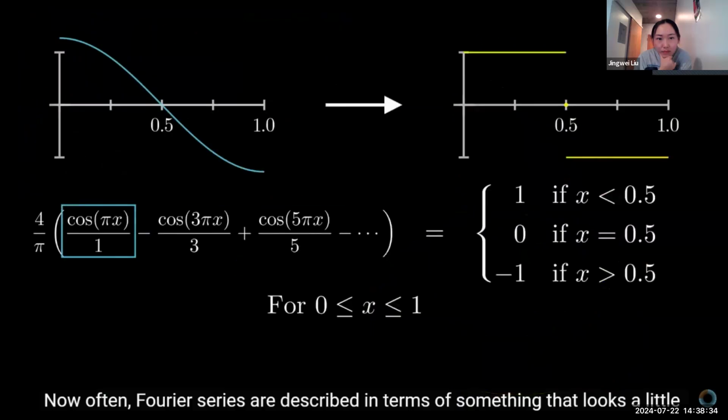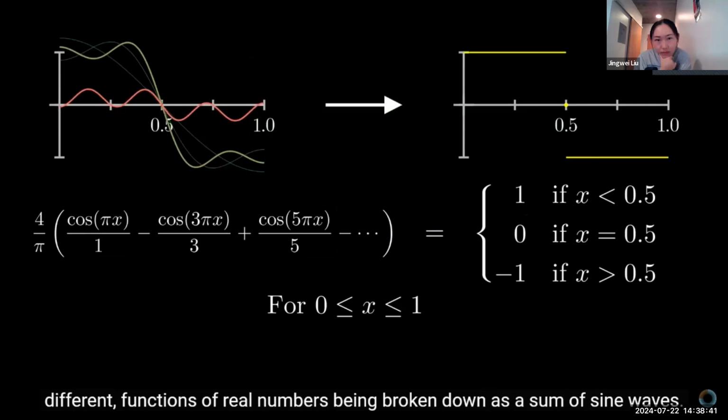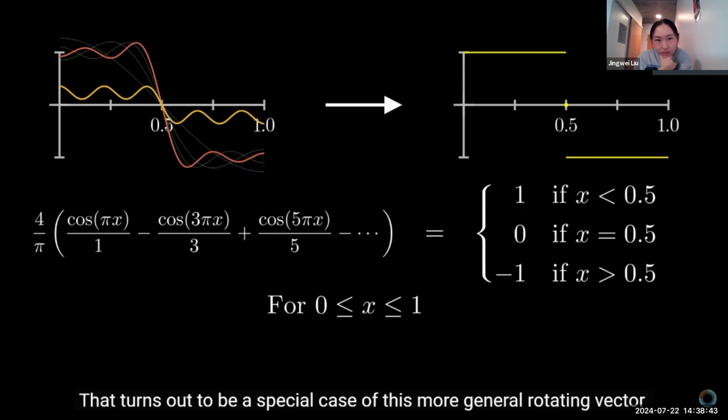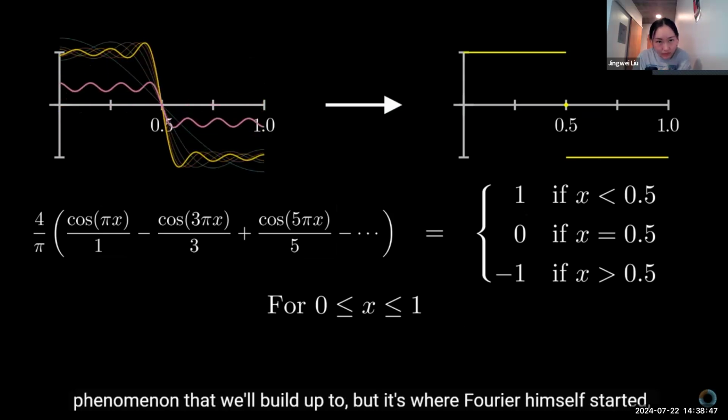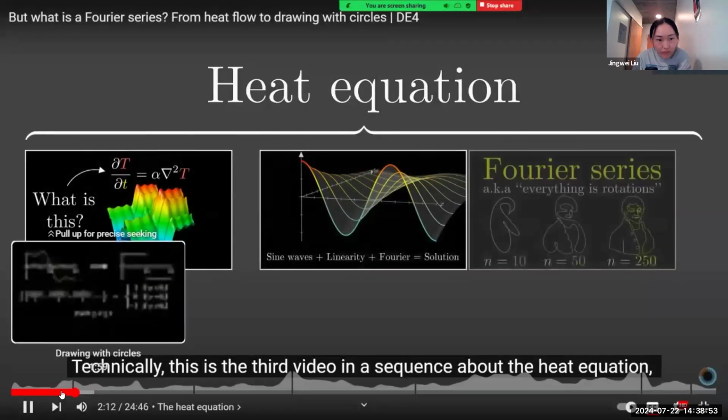Now often, Fourier series are described in terms of something that looks a little different, functions of real numbers being broken down as a sum of sine waves. That turns out to be a special case of this more general rotating vector phenomenon that we'll build up to, but it's where Fourier himself started, and there's good reason for us to start the story there as well. Technically, this is the third video in a series.